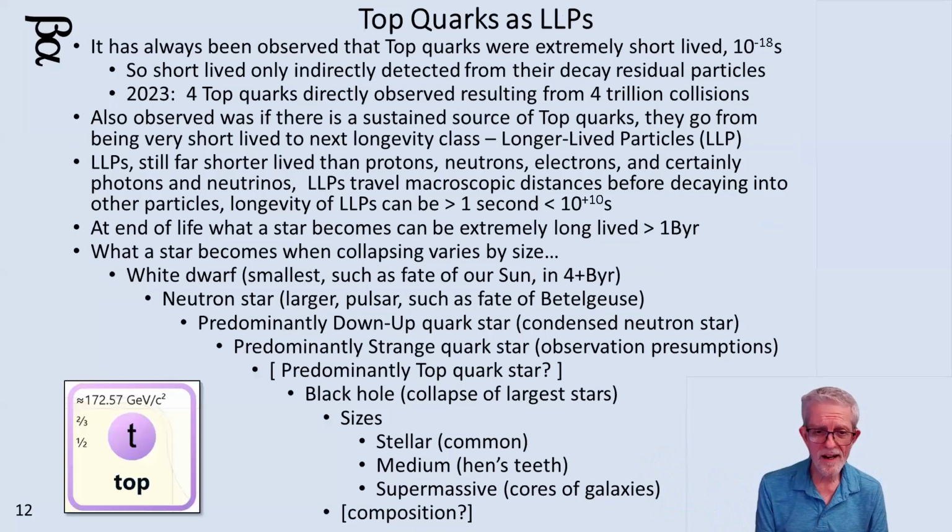Well, in 2023, there was a particle collider that actually detected not one top quark, but 4 top quarks from a collision of 4 trillion proton-proton collisions. So all of a sudden, top quarks are easier to create, and they are in higher quantities than we thought previously.